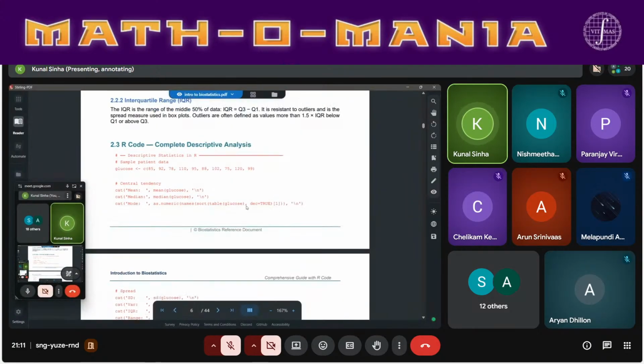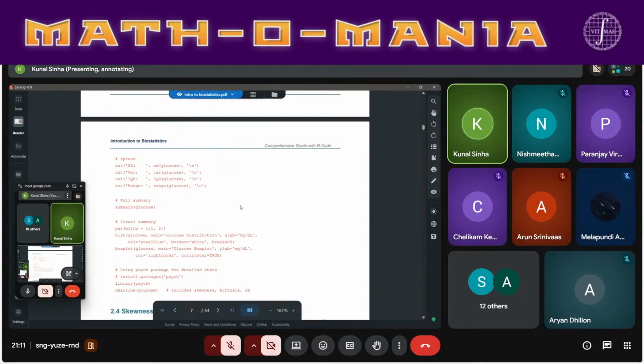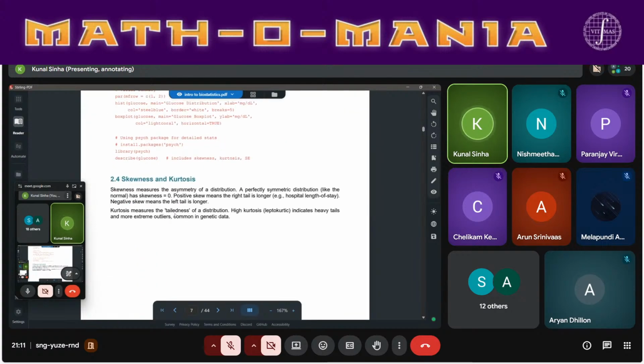So this is the code to basically get the interquartile range, the variance, the standard deviation, and the range. Range is basically the minimum and maximum values. So maximum minus minimum is the range, and summary is a summary statistic of that.